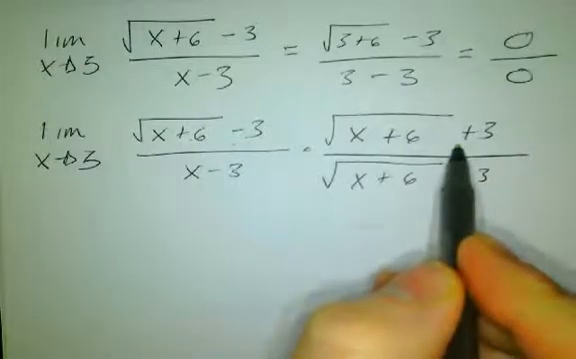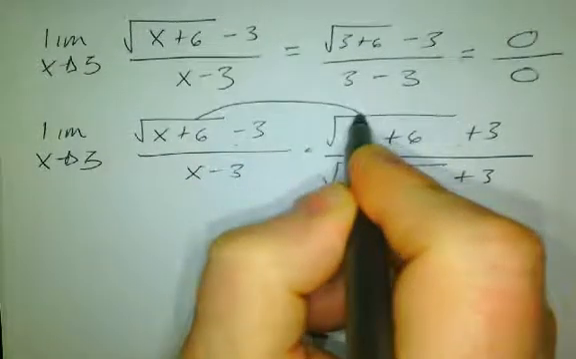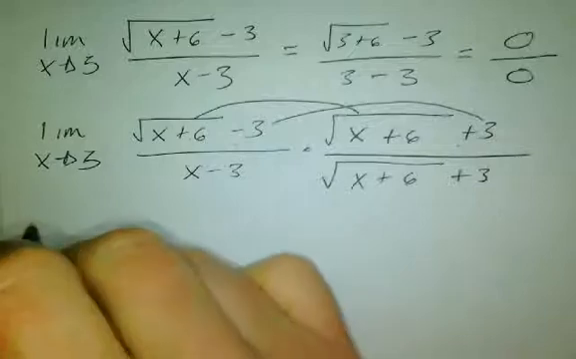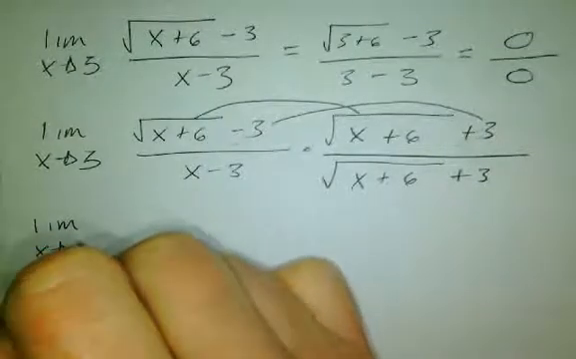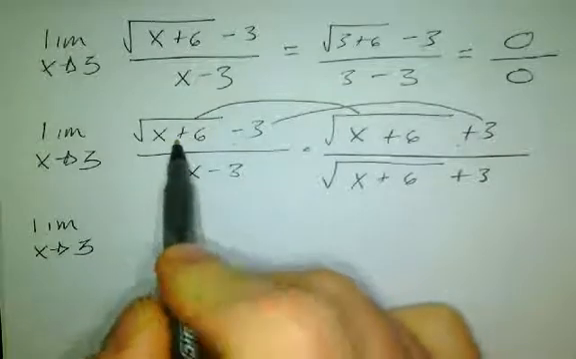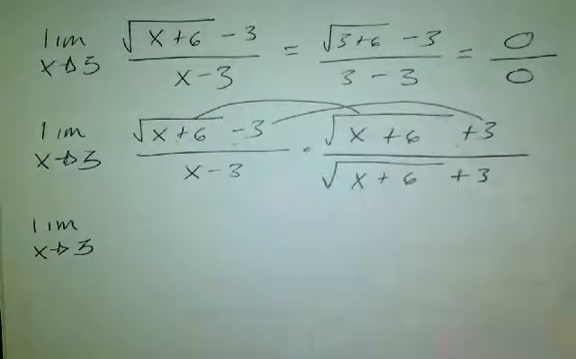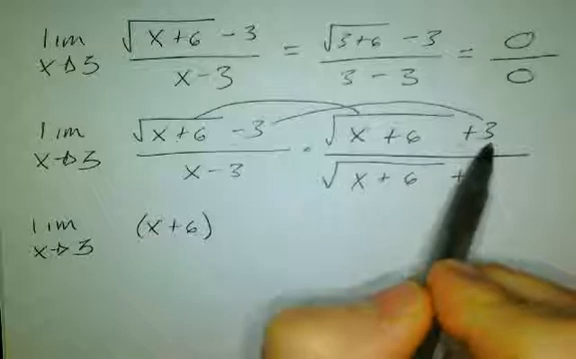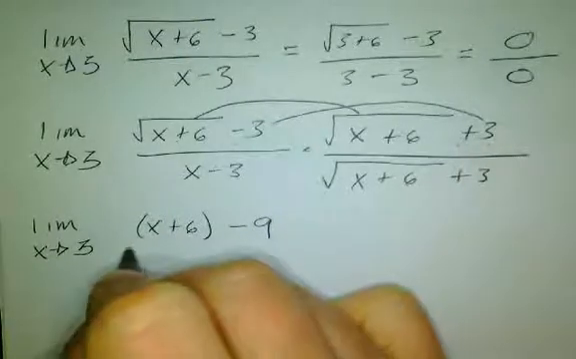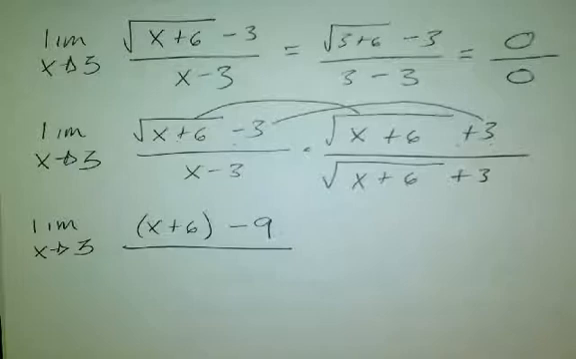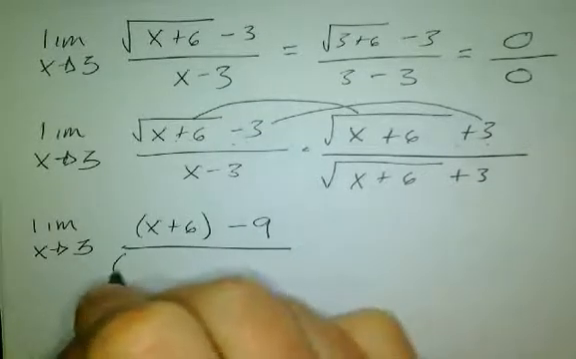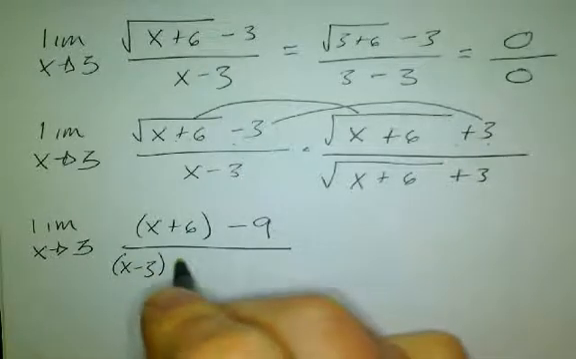Since these are conjugates, I can just multiply the first terms and the last terms when I'm multiplying conjugates. And if I do the square root of x plus 6 times the square root of x plus 6, that's just x plus 6. Negative 3 times 3 gives me minus 9. I see in the denominator, these are not considered conjugates. They're two different expressions. So I'm just going to keep them separate for now. And you'll see why.